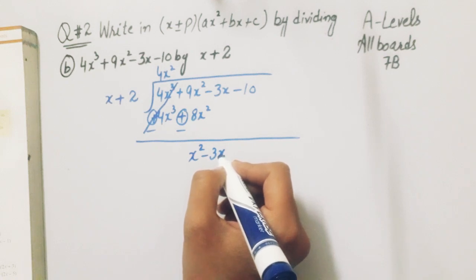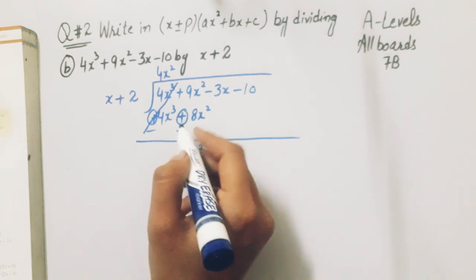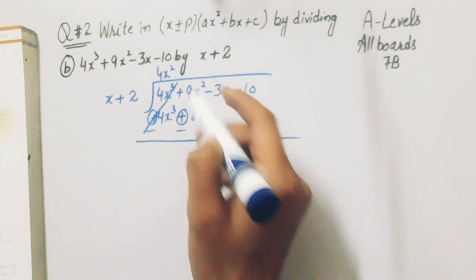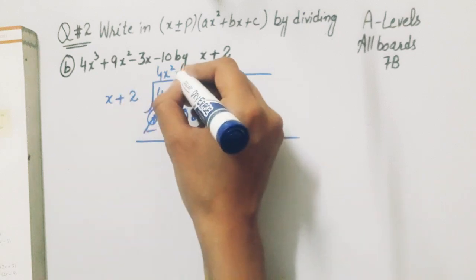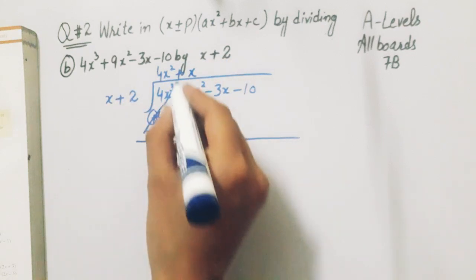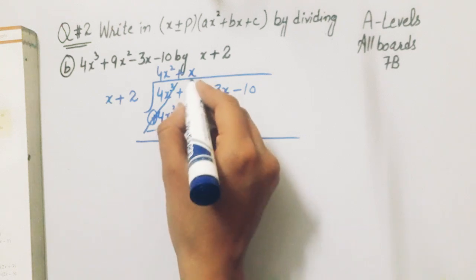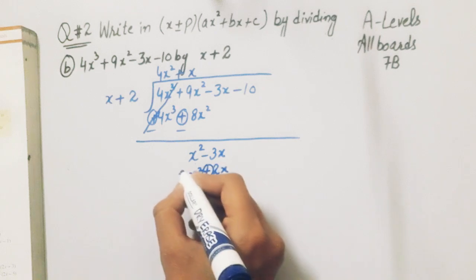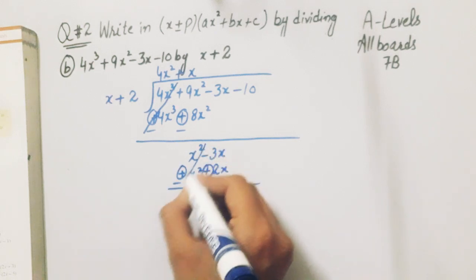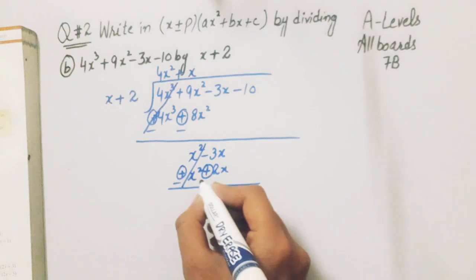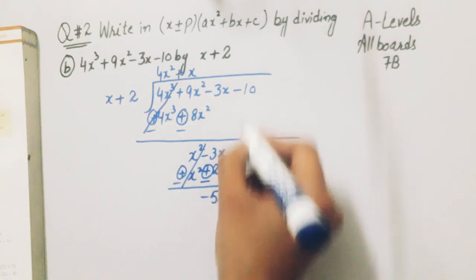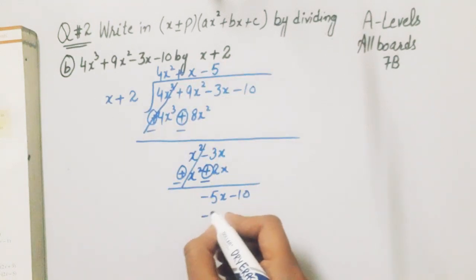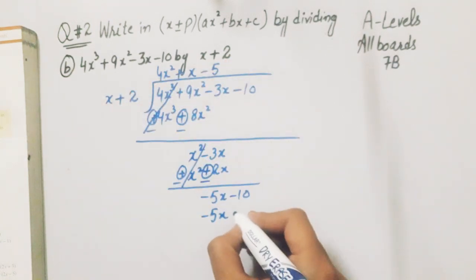Now to make this x square, multiply this by x. So x multiplied by x is x square and x multiplied by 2 is plus 2x. Now change the old signs and we will get x square minus 3x minus 2x gives minus 5x, and minus 10. Now multiply x by minus 5 to make it minus 5x. Minus 5 multiplied by 2 is minus 10.